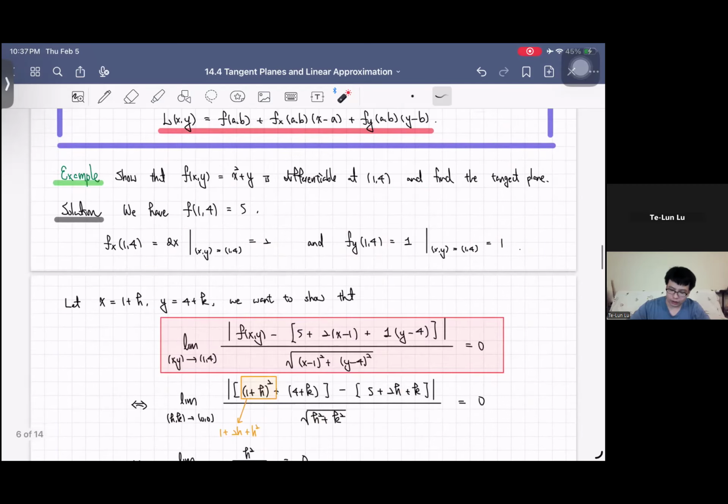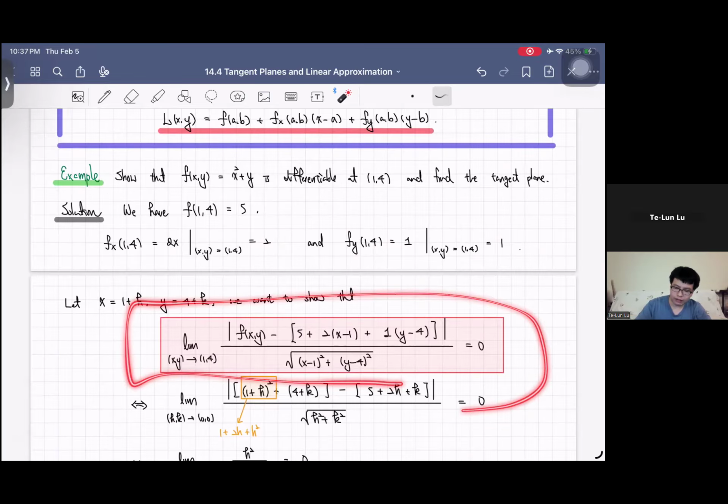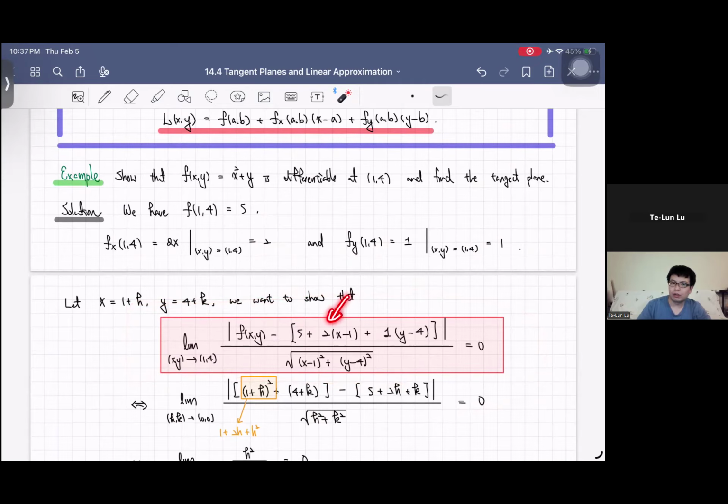So we hope that this will be 0. This is the value at (1, 4). This is the partial derivative at (1, 4) with respect to x. This is with respect to y. So this is the tangent plane if it is differentiable. It is the plane that we want to approximate the function f, and this will be the distance between (x, y) and (1, 4), right? So how do we prove this pink box?